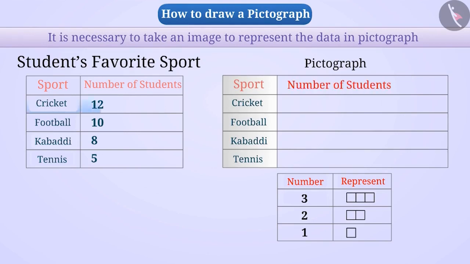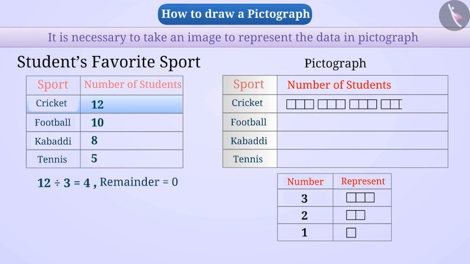Like here, 12 students like cricket. We will divide this number by the value of the image. Here, 12 divided by 3 is equal to 4, and the remainder is 0. Therefore, we will represent the number of students in the row of cricket by making 4 signs.